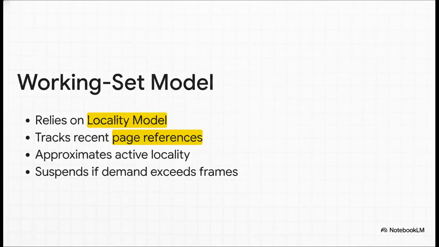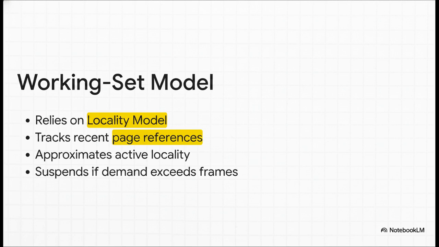So how do we fix this? The sources introduced an incredibly clever framework called the working set model. Think of the working set model as a super observant librarian tracking exactly which stack of books you are actively flipping between, ensuring you never have more active books than you have desk space. It relies on the locality model, which is based on the realization that programs don't use all their data randomly. Instead, they tend to focus on specific localities or clusters of data at any given time.